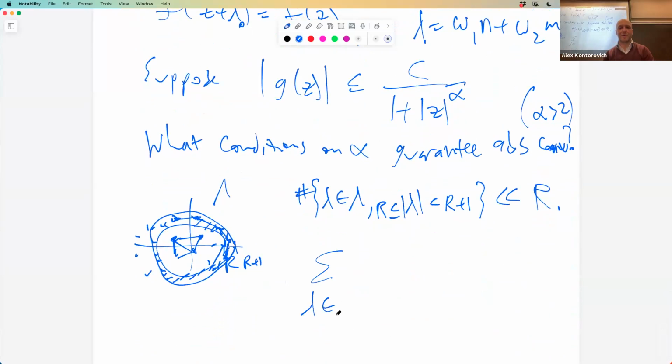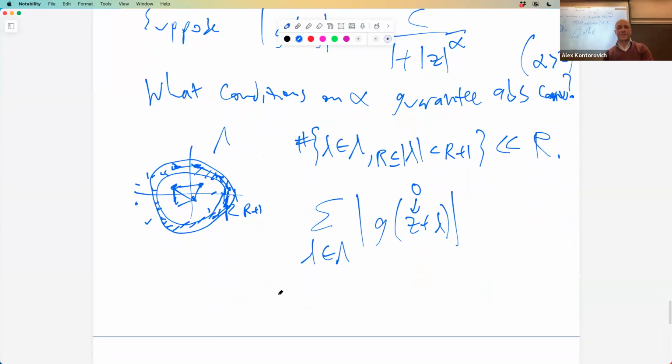So the sum over all translates. Z is in a compact set. I can think of Z as being 0. Z is in the fundamental tile. So think of Z as being either 0 or in some compact region. It's not going to change anything about the bound.